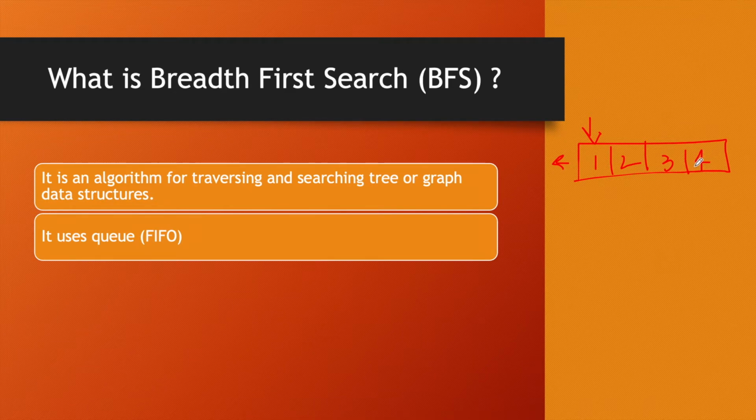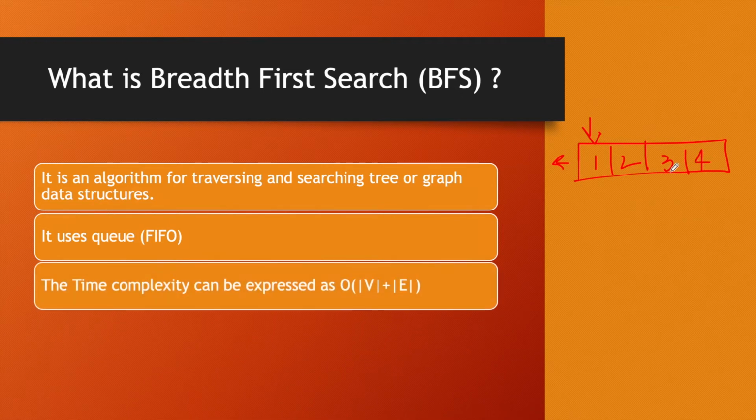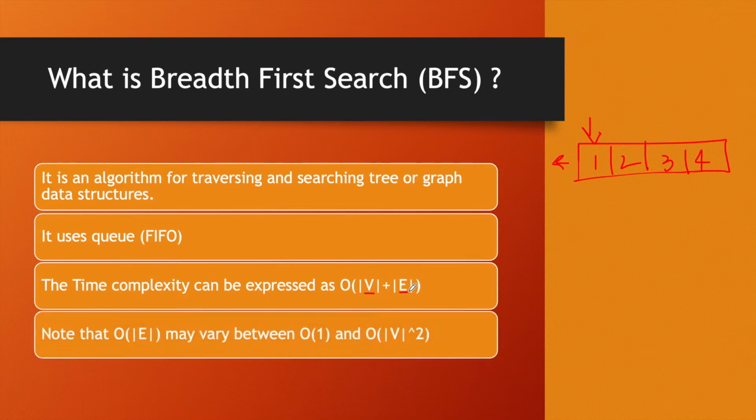Let us go to the next point. The time complexity can be expressed as O(V + E). Here V is the vertices and E is the edges. We have to know that O(E) may vary between O(1) and O(V squared).